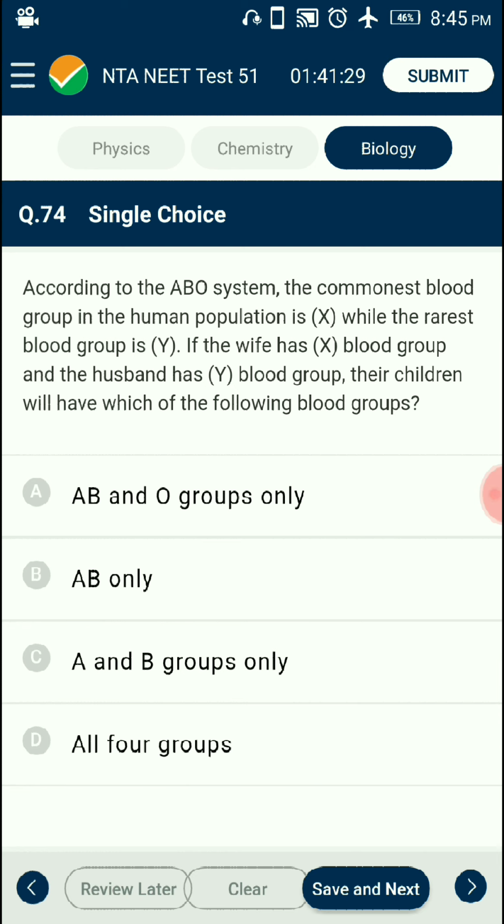ABO blood group is controlled by gene I and its alleles are I^A, I^B and I^O. Wife has AB blood group, so her genotype is I^A I^B. Husband has O blood group, so his genotype is I^O I^O. Thus their children could have either I^A I^O, that is A blood group, or I^B I^O, B blood group. So the answer is option C, A and B blood groups only.